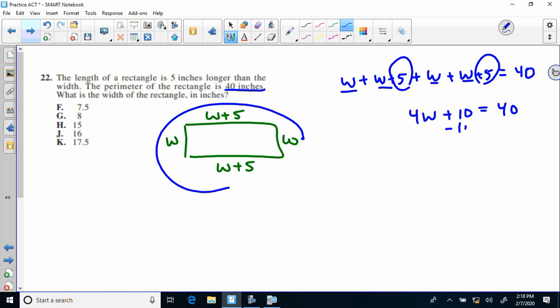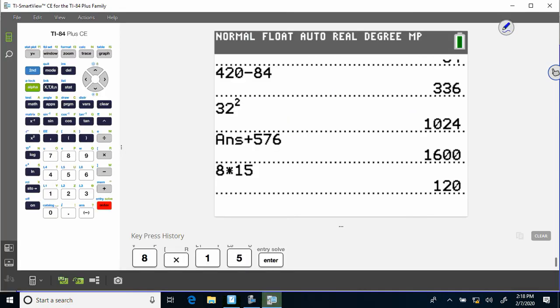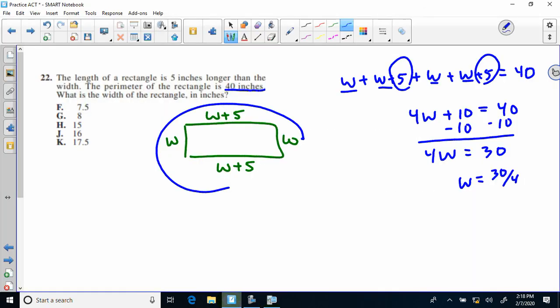And then you just solve it. If you minus 10, you're going to have 4W equals 30, and divide by 4, and you get 30 over 4. And that reduces, or you can just take your calculator and do 30 divided by 4 and get your 7.5. You don't want to think that through. And so my answer should be the letter F, that the width of the rectangle was 7.5 inches on number 22. Number 23.